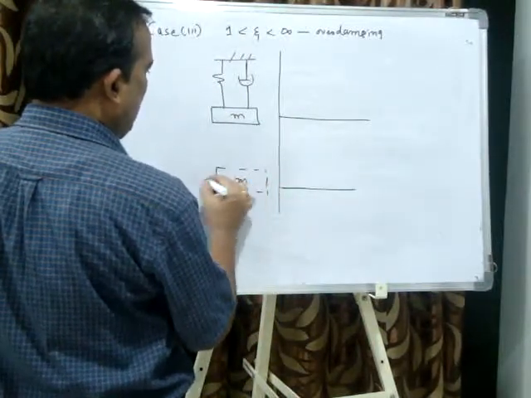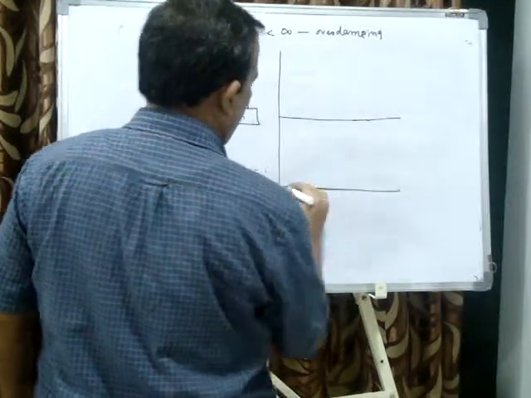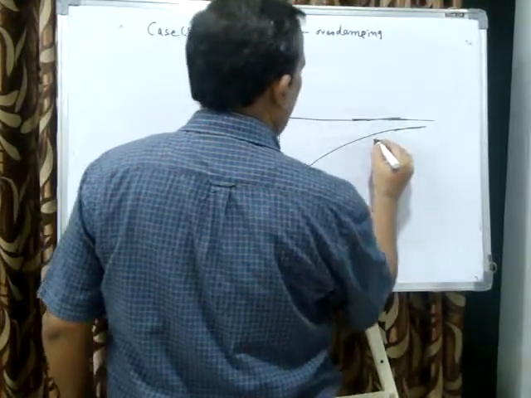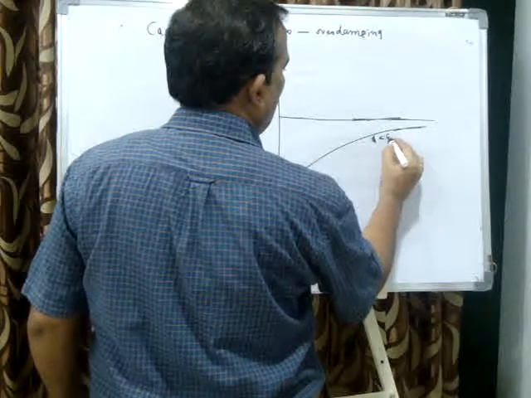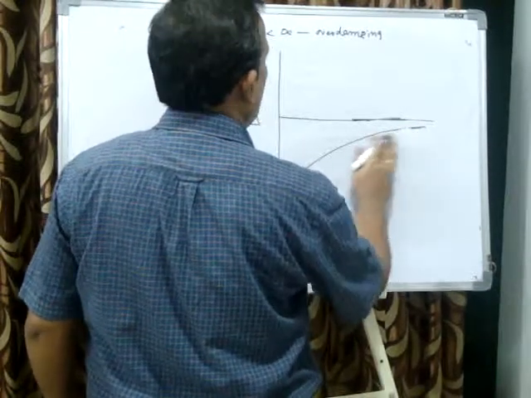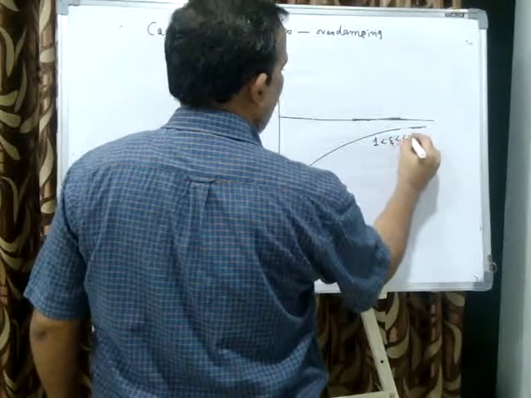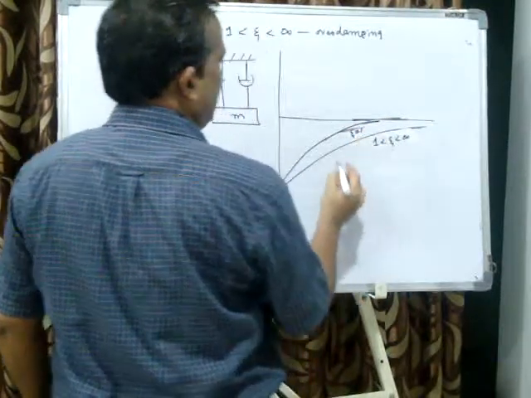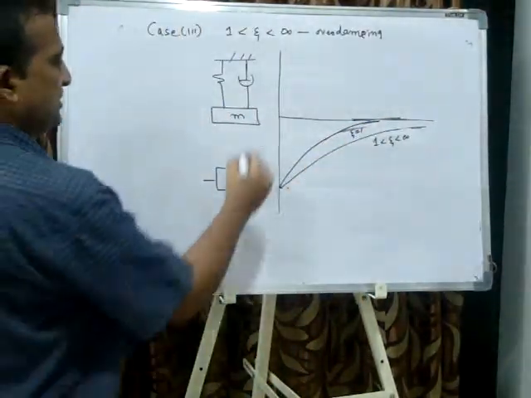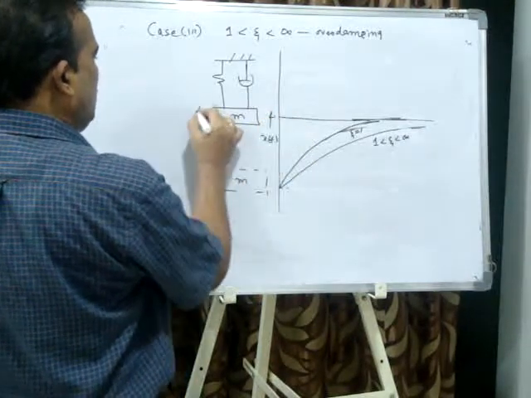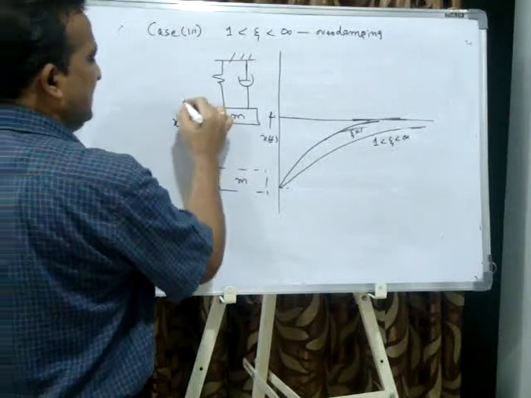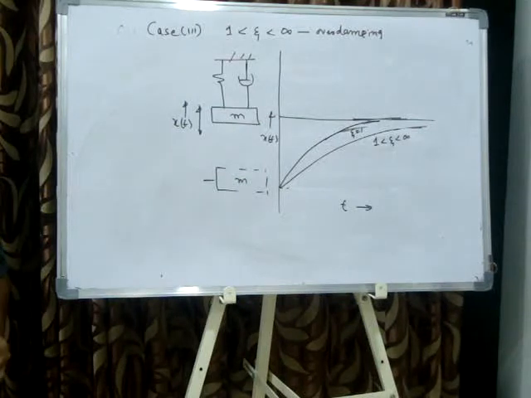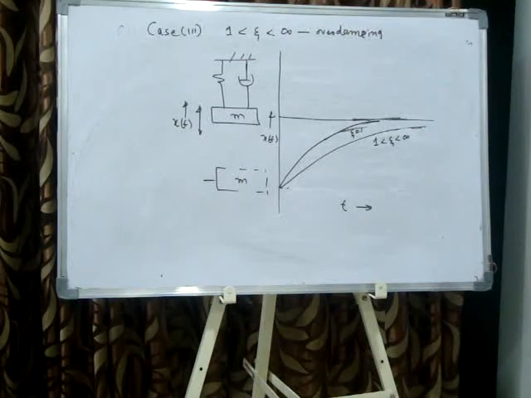I'll pull this mass up to here and leave it, so it reaches the mean position. It will take more time when zeta is greater than 1. Here I have already drawn this, which is called zeta equal to 1. Compared to this, it is more sluggish. This is x of t, because the output of this system is displacement, and this is the time t. We will come to know how the system becomes sluggish when zeta changes.